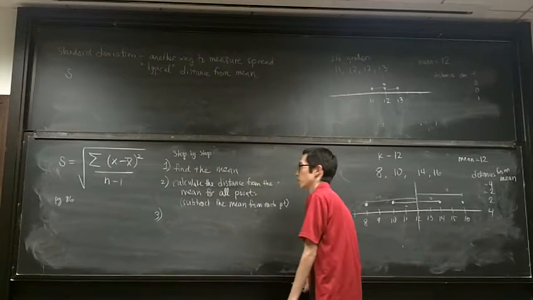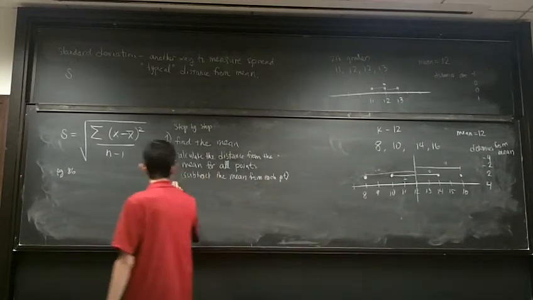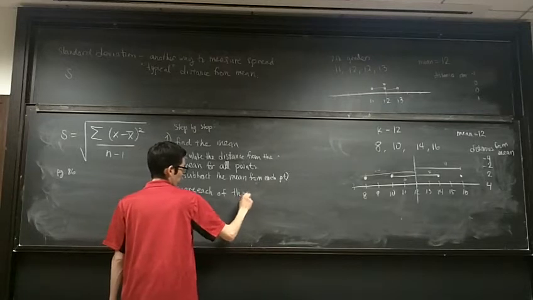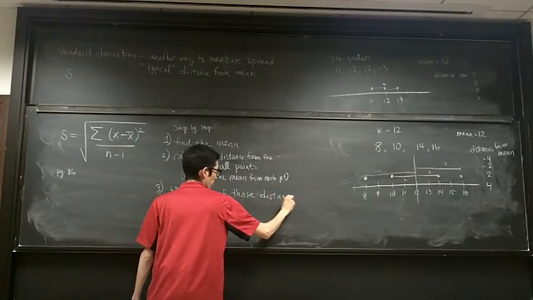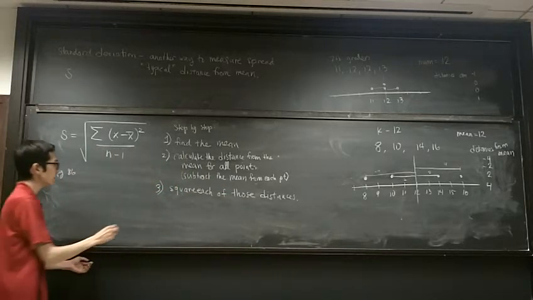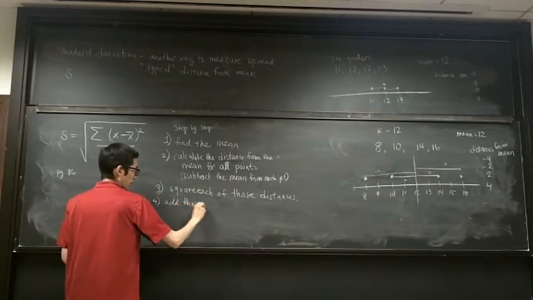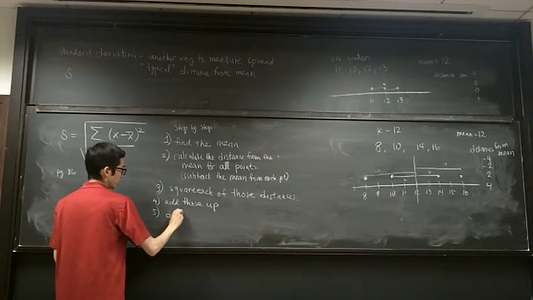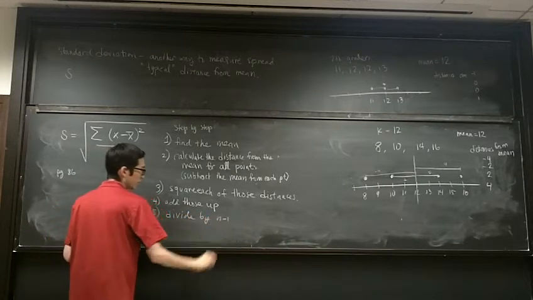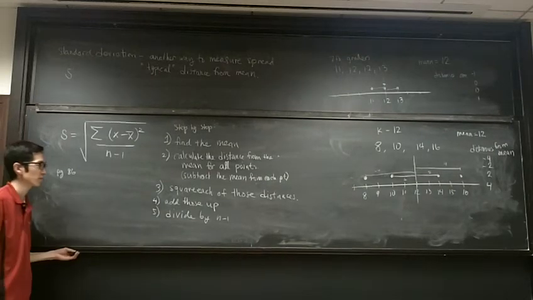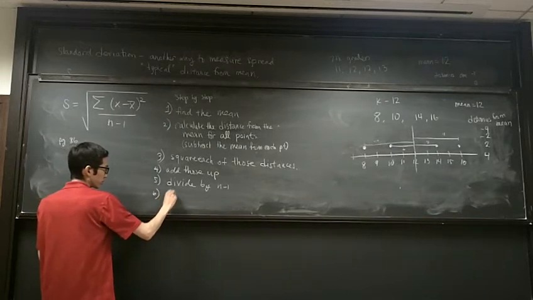And then we're going to square each of those distances. To kind of find the average, add those up, and divide by n minus 1. Okay, so to find the average, you would just add those up and divide by n, but we're doing something a little bit weird. We add those up and we divide by n minus 1. And lastly, take the square root.